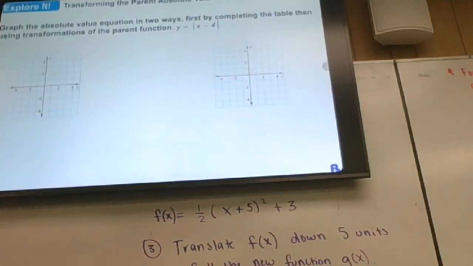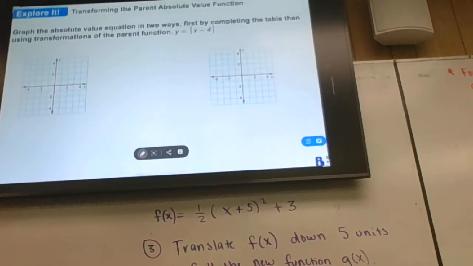Here's your challenge. I want you guys to do this in your groups. You're going to graph this equation in 2 ways.